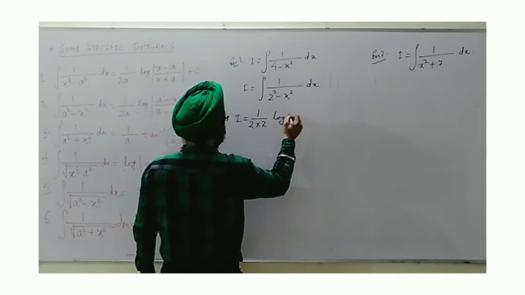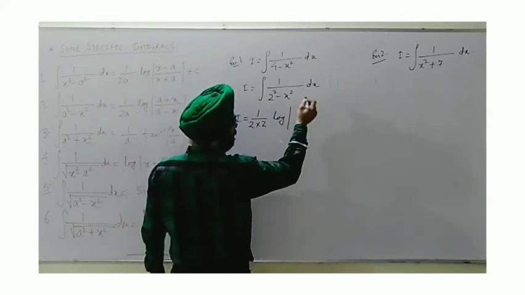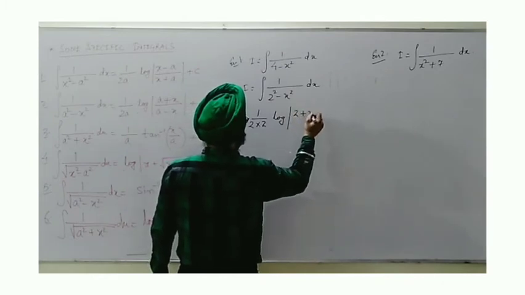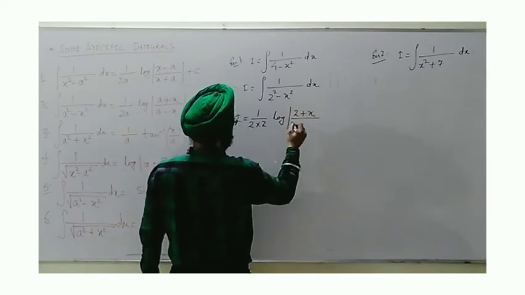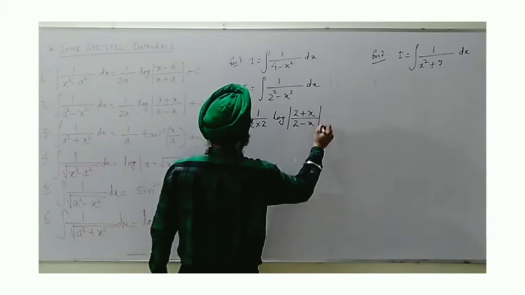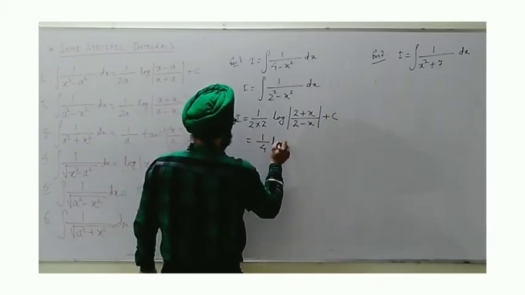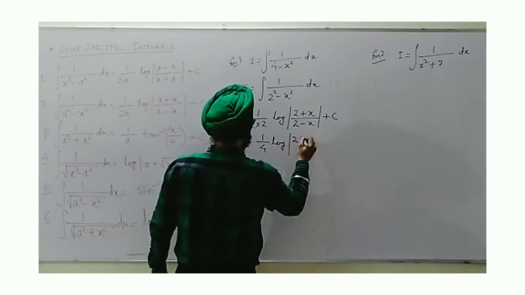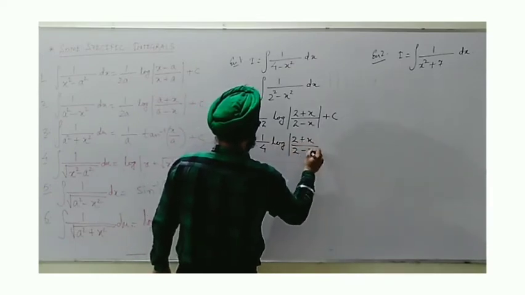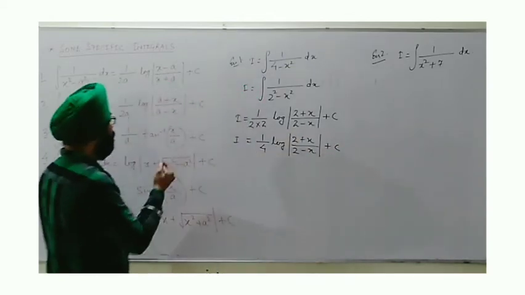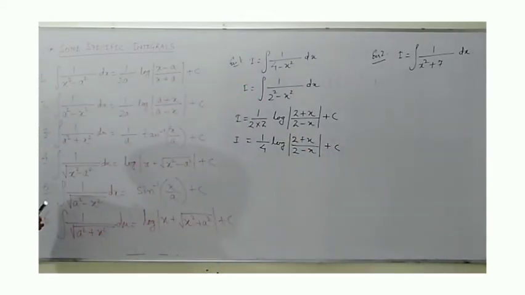Log of a plus x upon a minus x, so it is 2 plus x upon 2 minus x plus c. So finally we get 1 by 4 log of 2 plus x upon 2 minus x plus c. And you can mention this formula, this identity, over there along with the question.